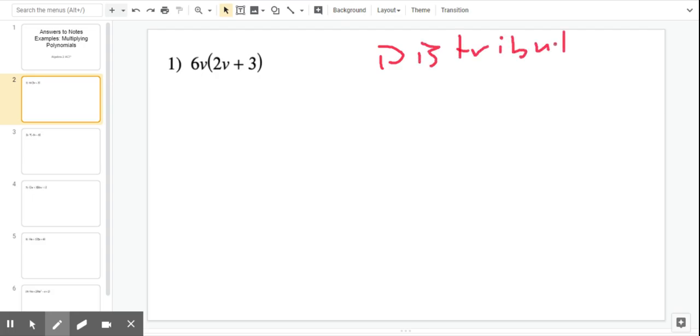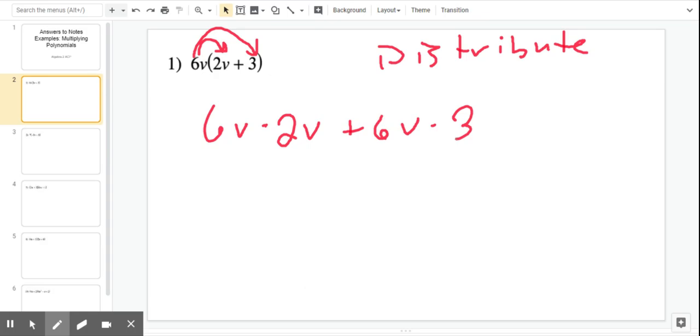So distribute the monomial, meaning we're going to take this 6v and multiply it by 2v, and then 6v times 3. All right, so we have to multiply the coefficients here. So 6 times 2 is 12, and then multiply the variables. v times v is v squared, and then plus 6 times 3 is 18, and we just have one v there.